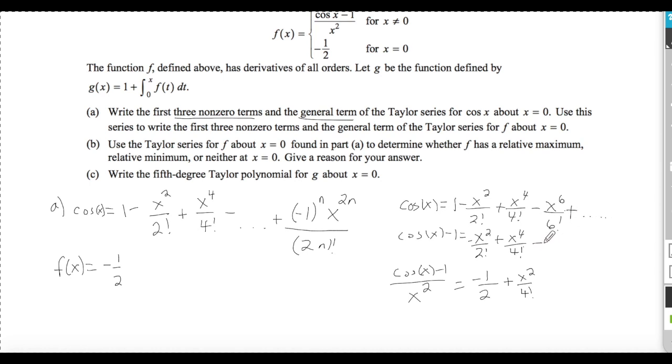So I'll go ahead and add that over here, minus x to the 6th over 6 factorial, because it wants us to write the first 3. So I'm going to divide this one by x squared also, so that'd be minus x to the 4th over 6 factorial.